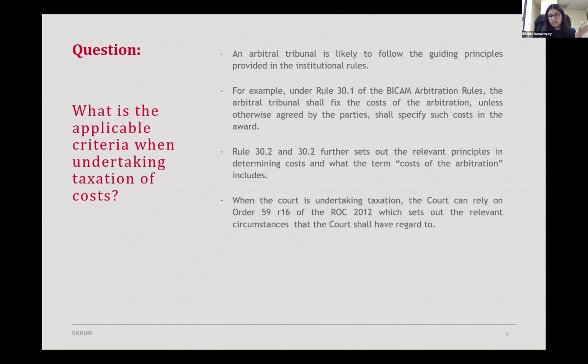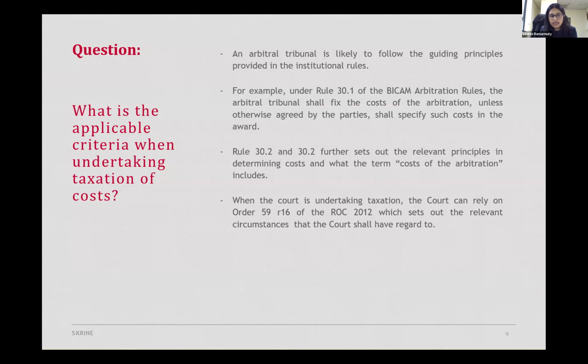When the court is undertaking taxation of arbitration costs, the court would typically rely on Order 59, Rule 16 of the Rules of Court, which sets out the relevant circumstances. And there are various considerations, and I do not propose to go into all of them, but some of the ones are such as complexity of the item or cause of matter, the number and importance of the documents, and skill and specialized knowledge that had to be used. So these are some of the applicable criteria.